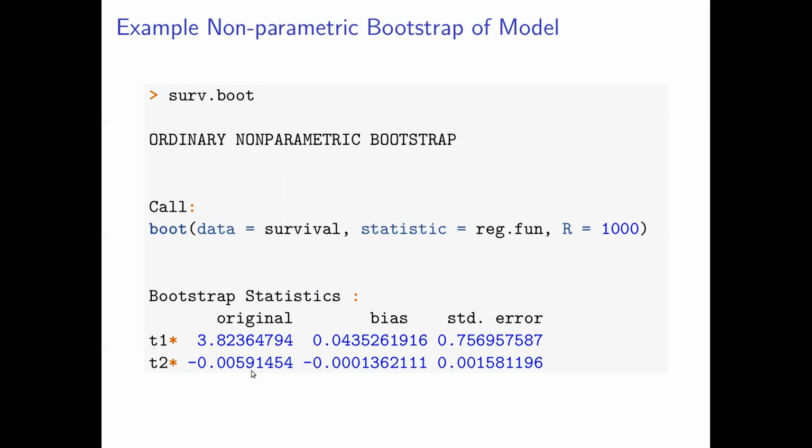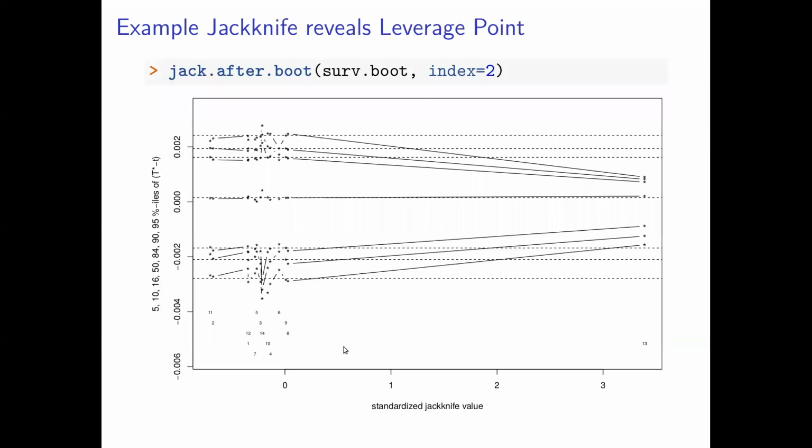The original estimators were these, 3.82 and minus 0.006. The next thing is already the bias, which otherwise we would have had to calculate manually. In this case, it does so for the 1,000 bootstrap samples, and also provides us the standard error, which we also obtained from the original regression summary. So this is the bias of the bootstrap samples.